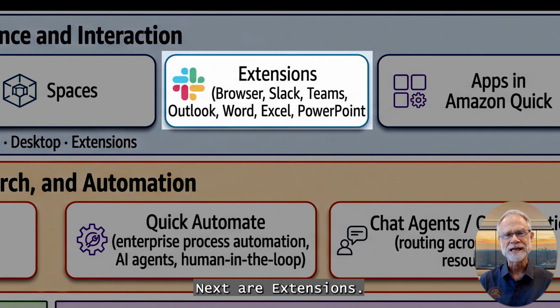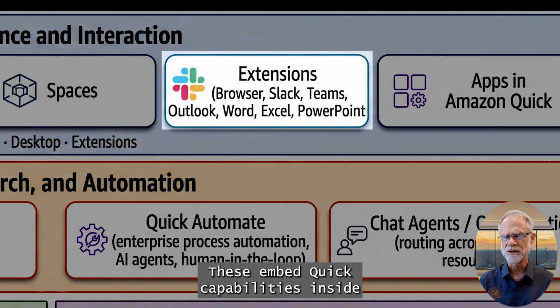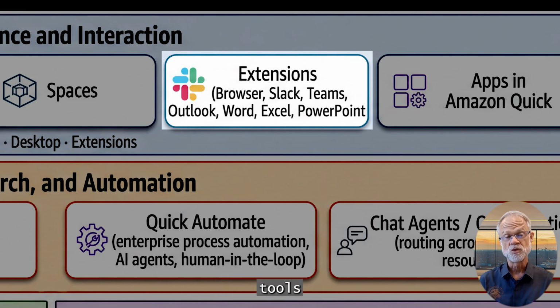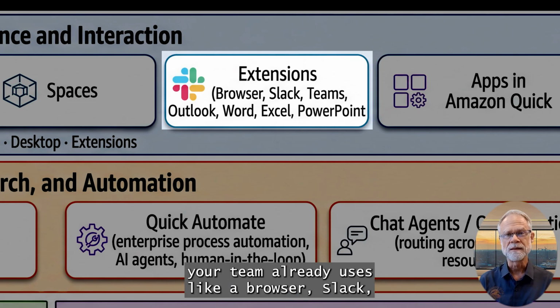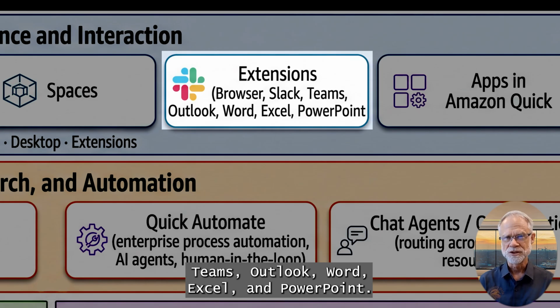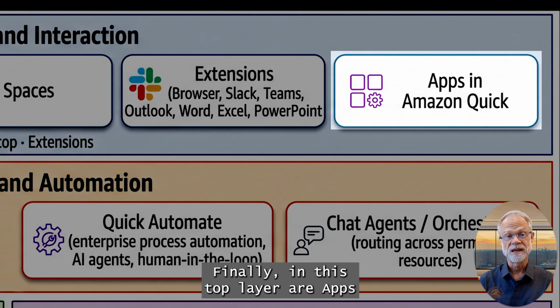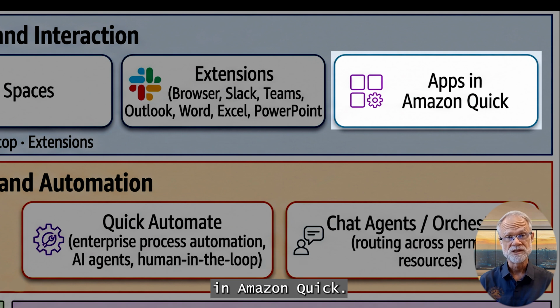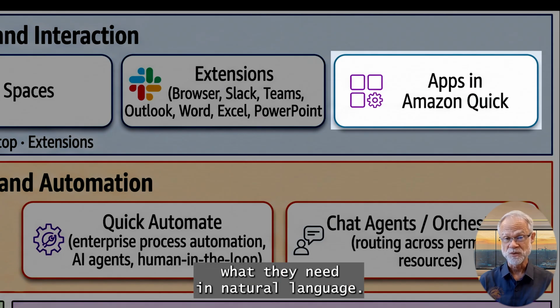Next are extensions. These embed Quick capabilities inside tools your team already uses, like a browser, Slack, Teams, Outlook, Word, Excel, and PowerPoint. Finally, in this top layer are apps in Amazon Quick. Apps let users build and share interactive web applications by describing what they need in natural language.